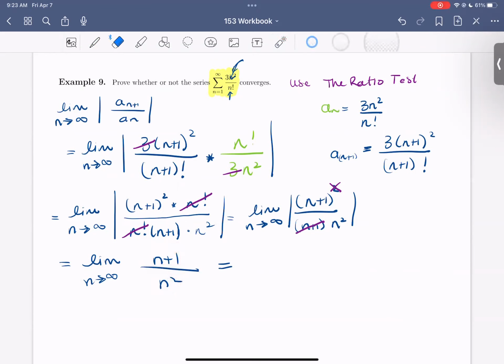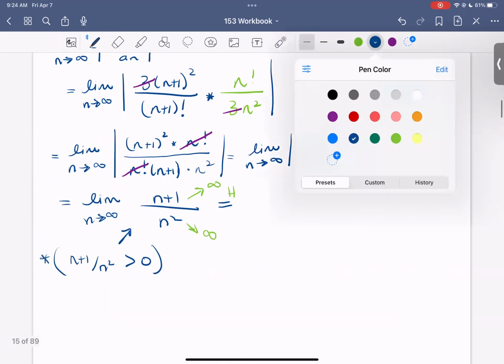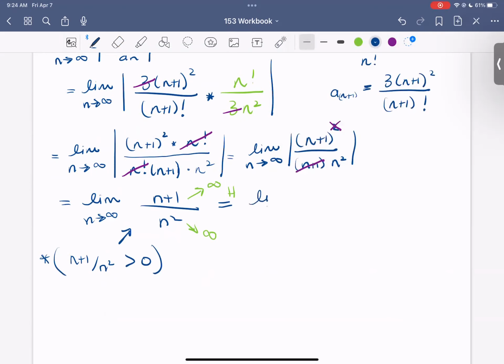So if you're wondering, does L'Hopital's rule work when we have absolute value? We don't even have to prove that. We can just remove those absolute values and make a note so that we justify our work. Say n plus 1 over n squared, always bigger than 0. Okay, note. Cool. So then L'Hopital's rule, here we go.